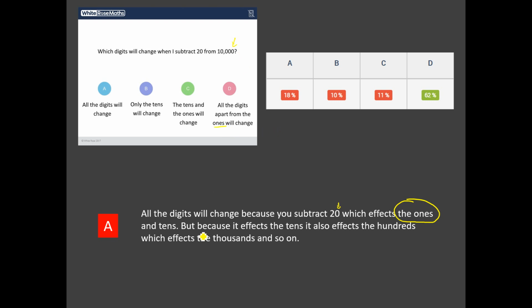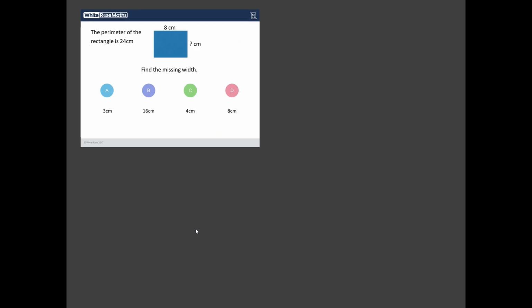How did you get on with that question? Okay, let's take a look at the second least worst answered question. And it is this one here, perimeter. The perimeter of the rectangle is 24. Find the missing width. Okay, so we've got ourselves a rectangle.